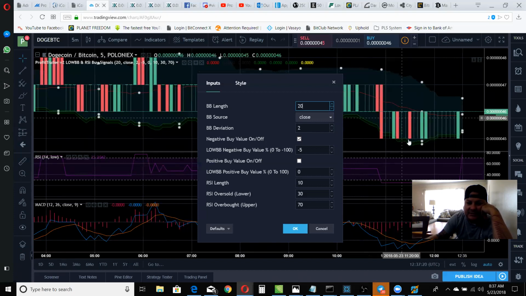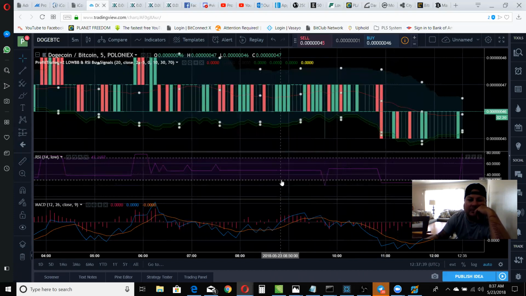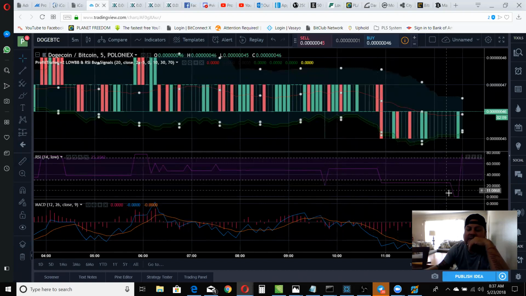But this one here gives supposedly an RSI, the length is a little different than this one. It's on 10, and it does have the correct settings for us though. Oversold at 30 and overbought at 70. So this would be oversold. This is 30 here and this is 70. So sub 30 is when we look at a buy.